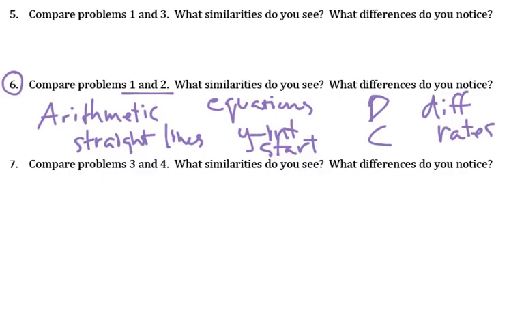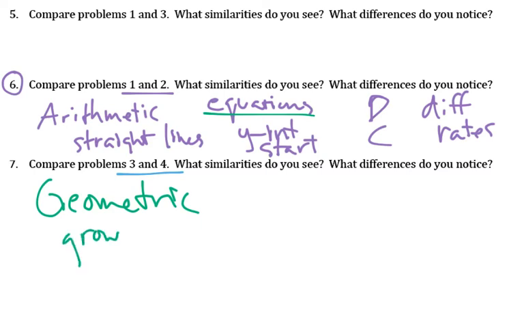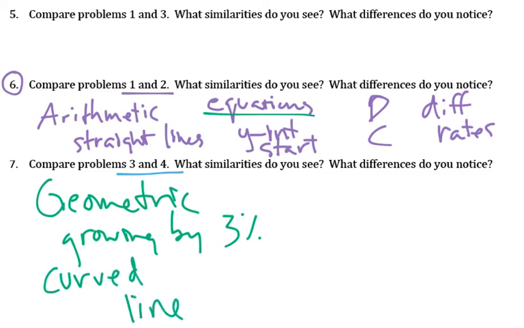Okay, I didn't really want to focus too much on the graph other than seeing that difference between continuous and discrete. So if we compare problems 3 and 4, their similarities, they're both geometric. Their equations are similar. Did they have the same y-intercept? Nope. Did they have the same growth rate? Kind of, except one was going up by 3%, one was going down by 3%. So they were changing by 3%, just in different directions. They kind of had a curved line. Okay, what was different? Well, their y-intercepts were different. They started at a different place. One was discrete, one was continuous. So those are the main differences.